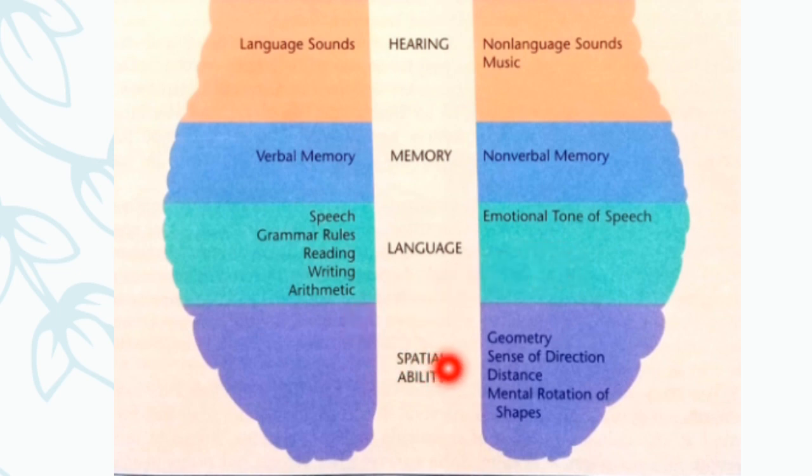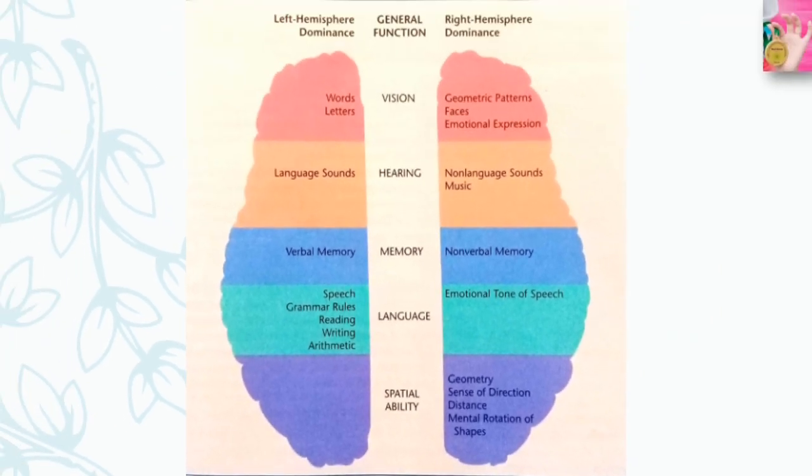you will be able to recognize it through your right hemisphere. If you talk about the special abilities, the left hemisphere has no such abilities, but the right hemisphere has abilities like geometry, sense of direction, distance, mental rotation of shapes, etc.